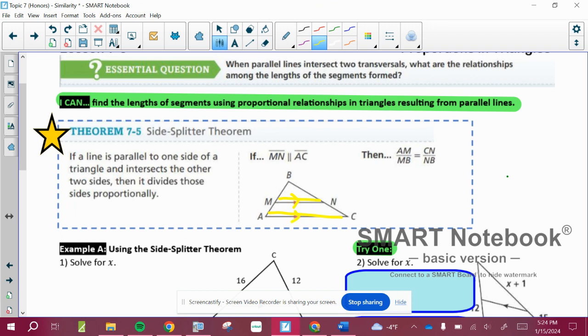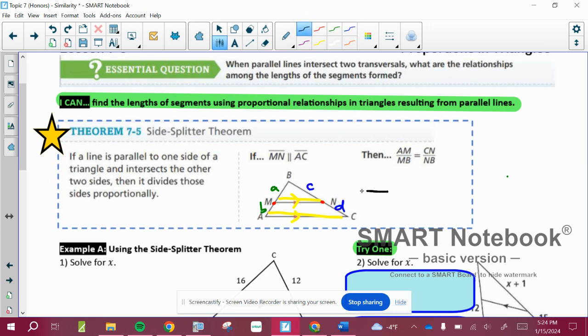Okay. So if a line is parallel to one side of the triangle and intersects the other two sides, so intersect means it touches the other two sides, so at points M and N, then it divides those sides proportionally. Okay, so let me just maybe use letters here. That'll divide side AB into two parts. Let's call those sides A and B. And it'll divide side BC into two parts. Let's call this C and D.